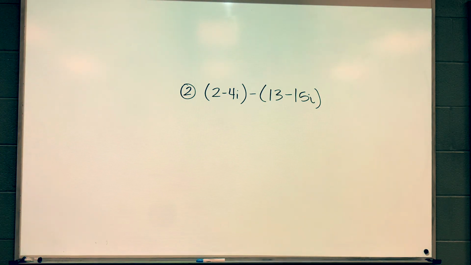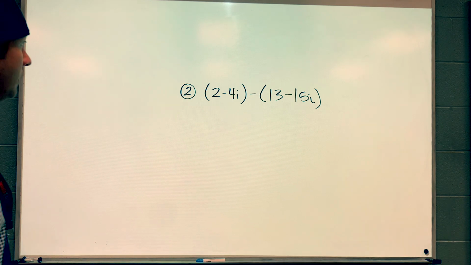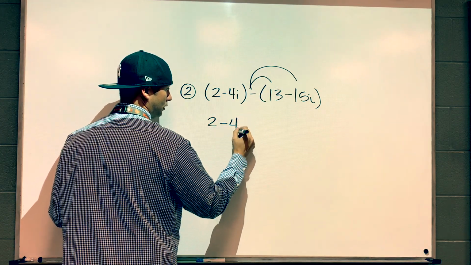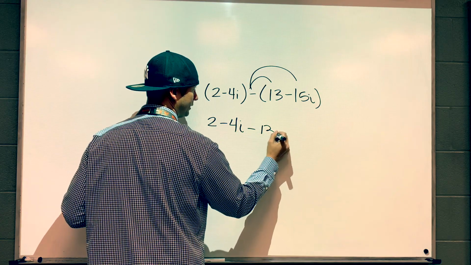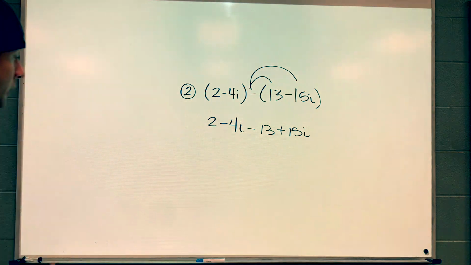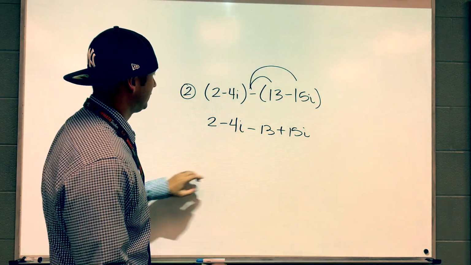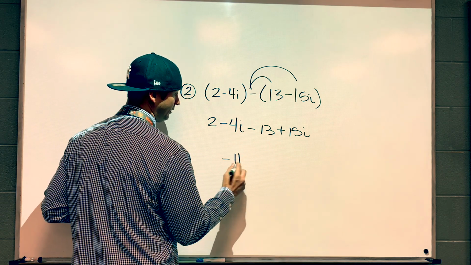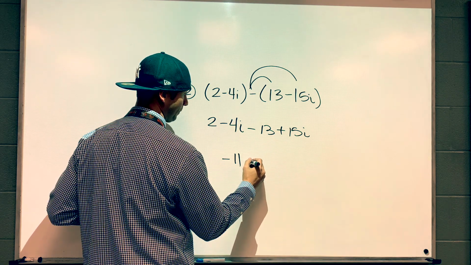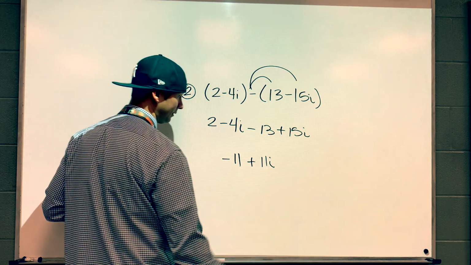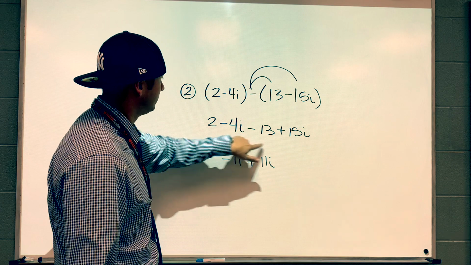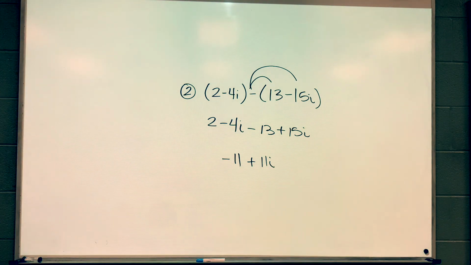I'm subtracting 2 complex numbers. I'm going to distribute the negative sign. 2 minus 4i minus 13 plus. We're just combining like terms. The real part plus the real part. This is going to be negative 11. Negative 4i plus 15i is going to be positive 11i. Yep. Negative 11 plus 11i.